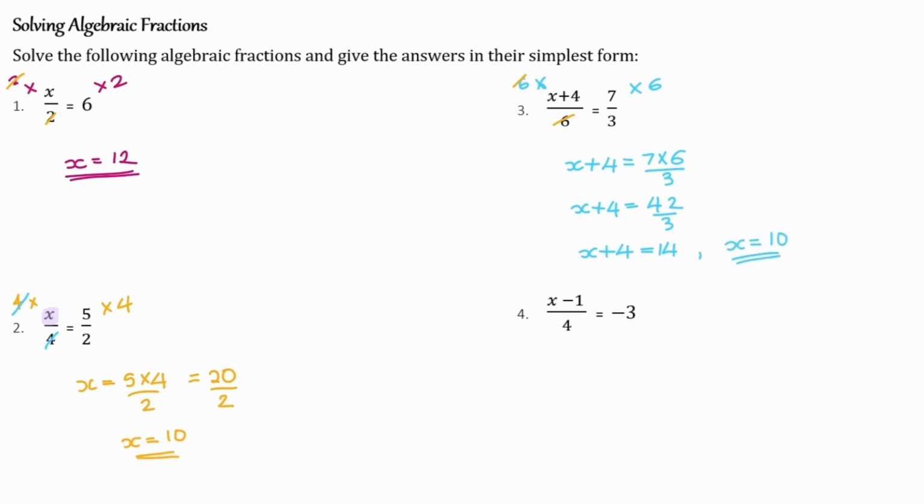For number 4, we have x minus 1 over 4 is equal to minus 3. So to get rid of the 4 in the denominator, we are going to multiply both sides by 4. The 4's cancel out on the left-hand side, and we are left with x minus 1 is equal to minus 12. If we then add 1 on both sides, we will be left with x is equal to minus 11.